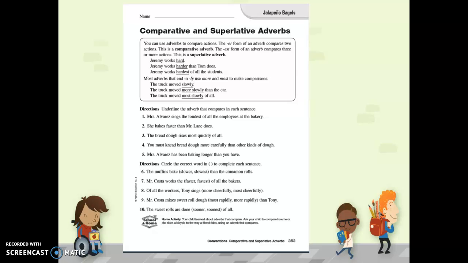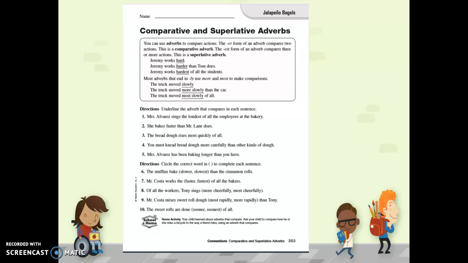The next example says most adverbs that end in "ly" use more and most to make comparisons. Example, the truck moves slowly. We talk about the truck. How does the truck move? The truck moved slowly. The truck moved more slowly than the car. We are comparing the truck and the car. The truck moved more slowly than the car. And in the next example, the truck moved most slowly of all.